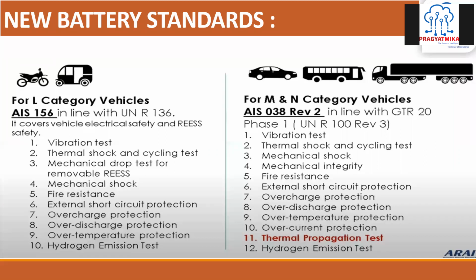And the new chemistries, these advanced chemistries, are also being tested under this AIS 156 only. For the L categories, what is performed under this is mainly the mechanical and the electrical tests. The thermal test is there, specifically the thermal propagation test.